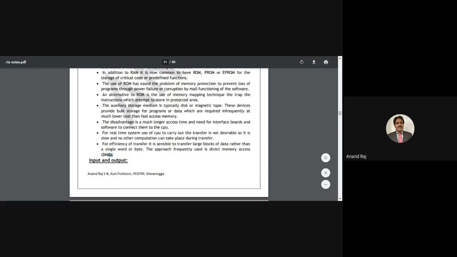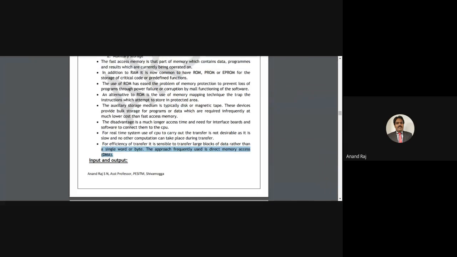Then nowadays we use a methodology called DMA, direct memory access. For efficiency of transfer, it is sensible to transfer large blocks of data rather than a single word or byte. So these are some of the important points of the storage.